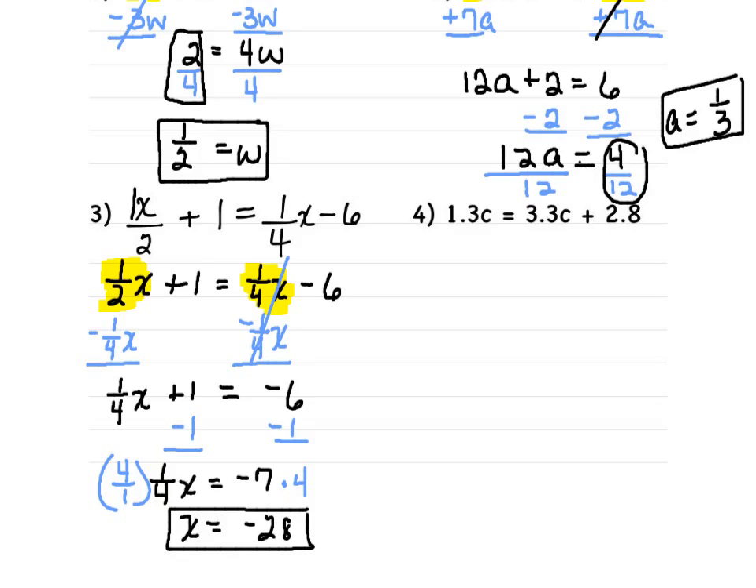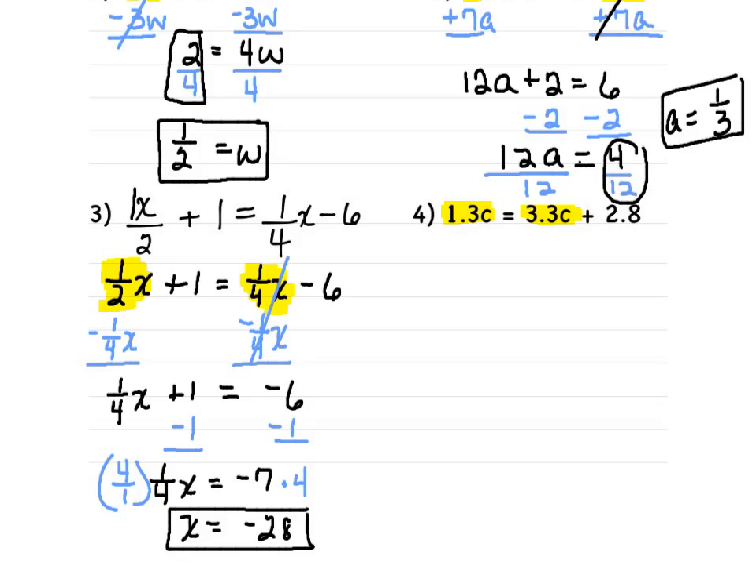Okay, number 4, copy it down. 1.3c equals 3.3c plus 2.8. All right, again, I just like to identify our variable terms. 1.3c, 3.3c. So again, I need to remove one of those since those are on opposite sides of my equal sign, and I always like to remove the smaller term.